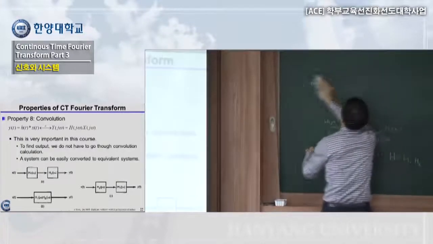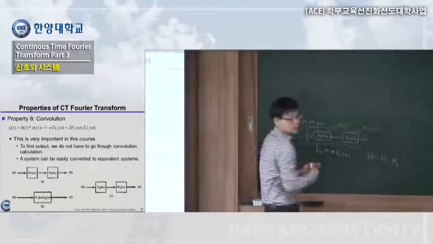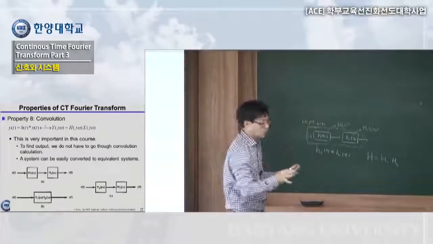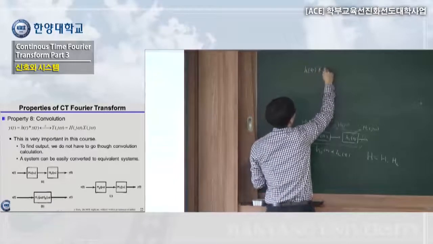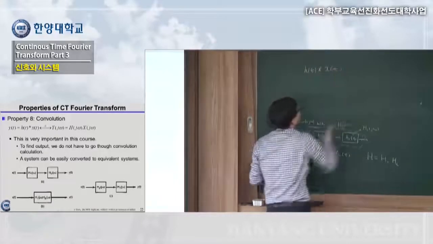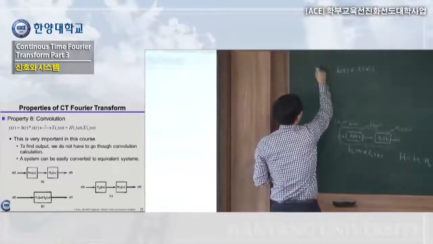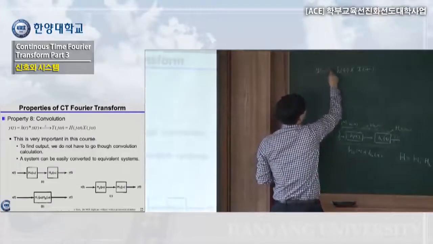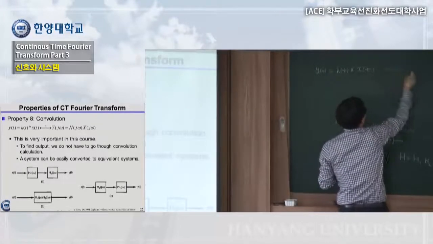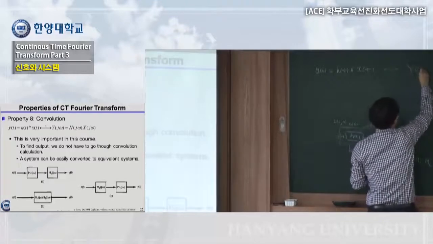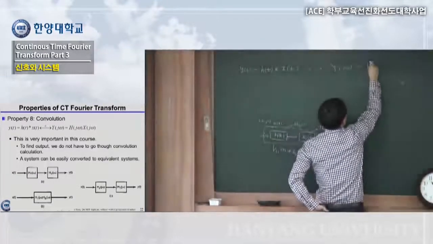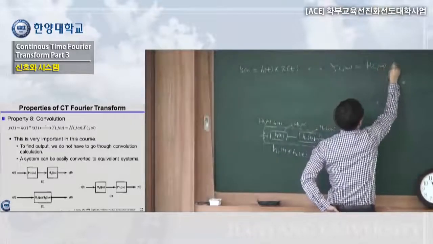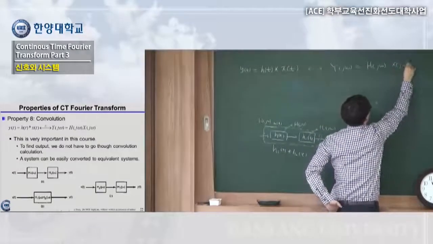So this is possible. In this characteristic for convolution, say h and x convolution, which is the output, will be the same as Y(jω). Of course, that is H(jω) times X(jω).